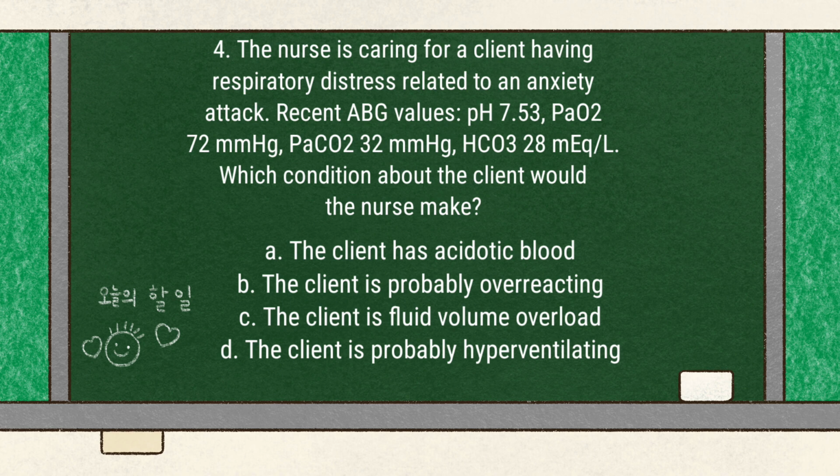Question number 4. The nurse is caring for a client having respiratory distress related to an anxiety attack. Recent ABG values are pH 7.53, PaO2 72 mmHg, PaCO2 32 mmHg, and HCO3 28 milliequivalents per liter. Which conclusion would the nurse make? A. The client has acidotic blood. B. The client is probably overreacting. C. The client is fluid volume overloaded. Or D. The client is probably hyperventilating. The correct answer is D. The client is probably hyperventilating.